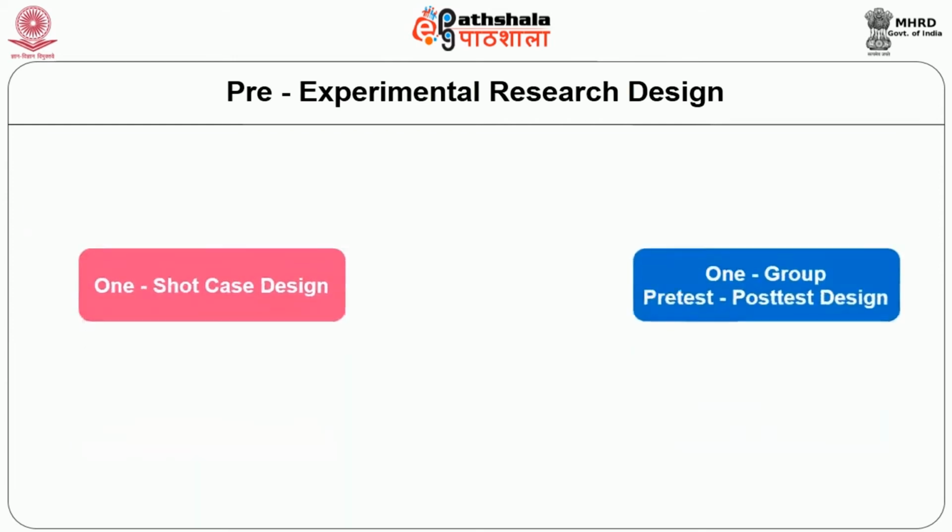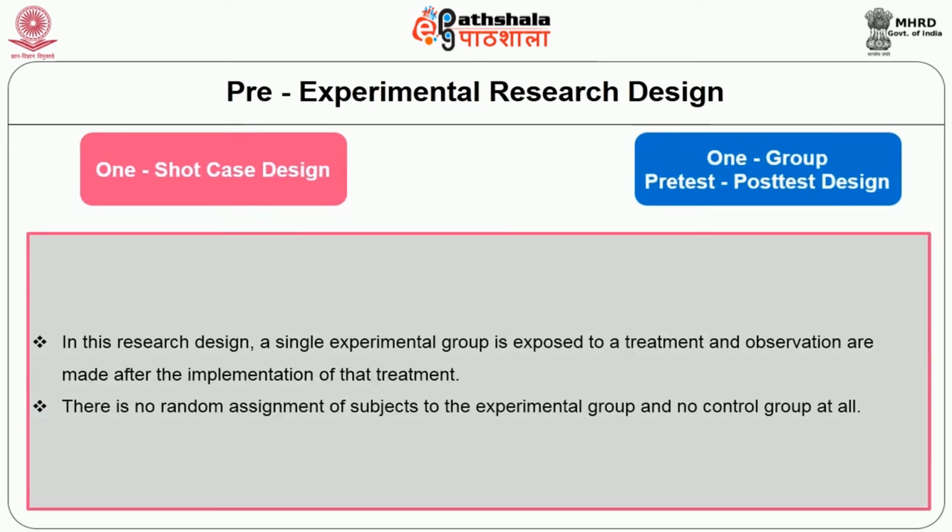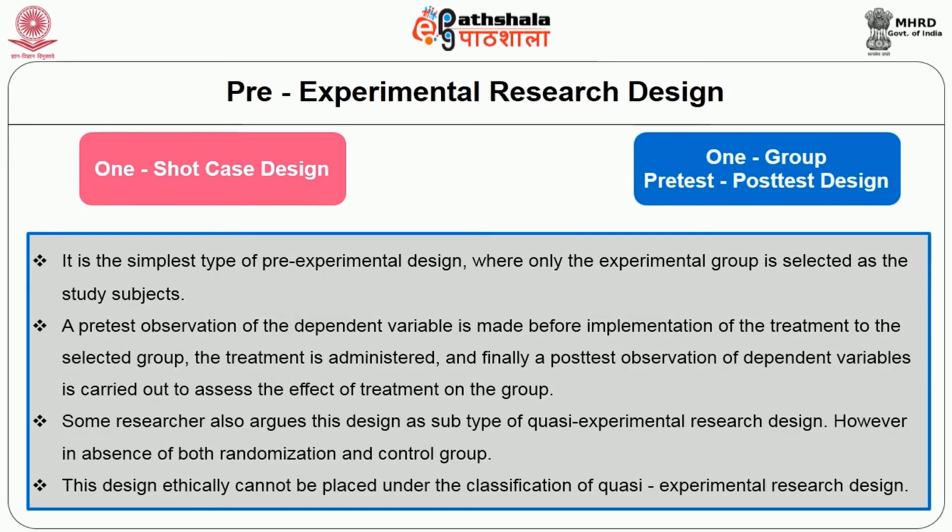Now let us see what the one-shot case design is. In this research design, a single experimental group is exposed to the treatment and observations are made after the implementation of the treatment. There is no random assignment of the subjects to the experimental group and no control at all. So next comes the one group pre-test post-test design.